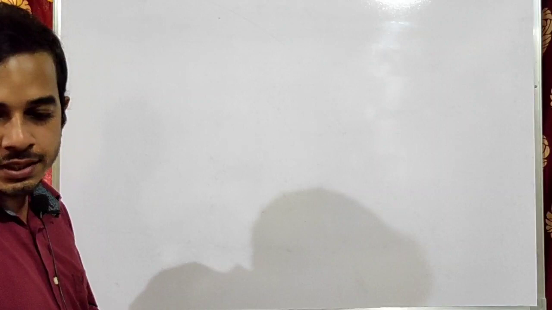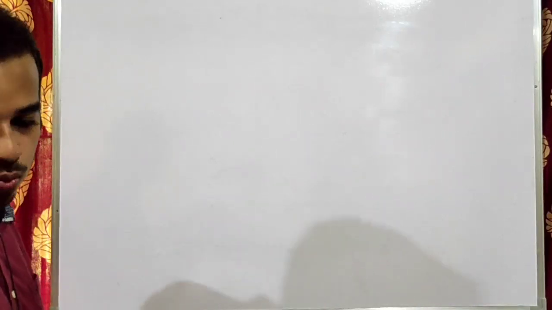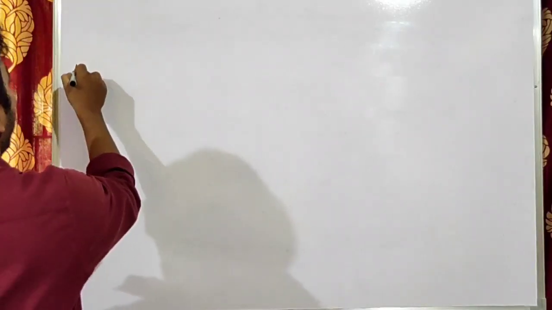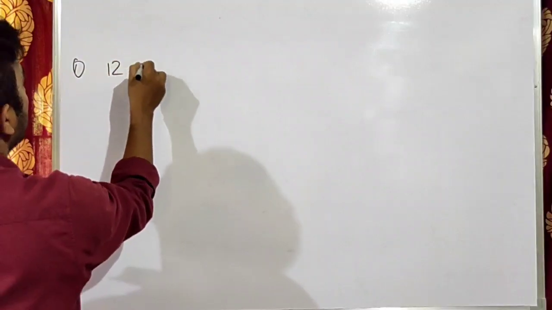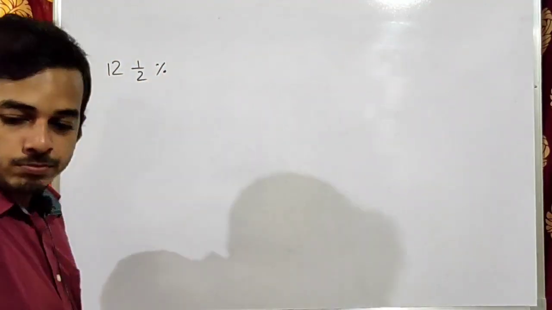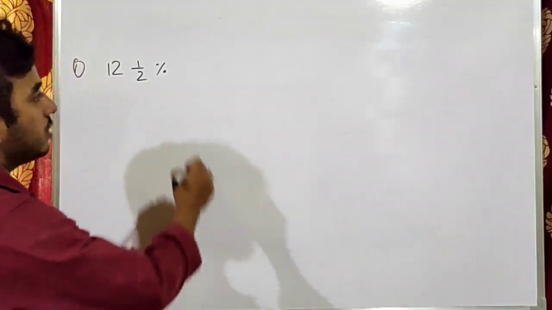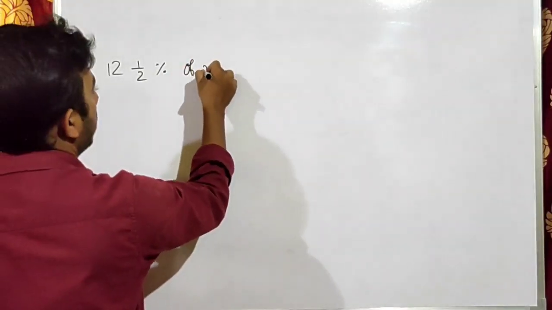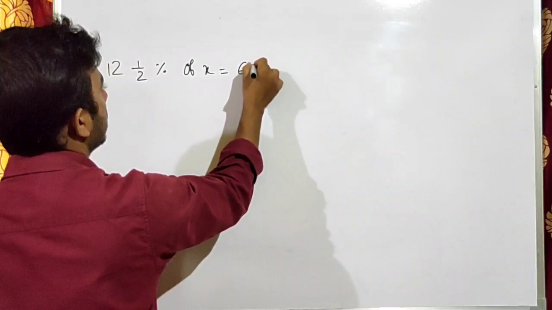Find the value of x, and the equation is what? 12 into 1 by 2% of x equals, I think 600.